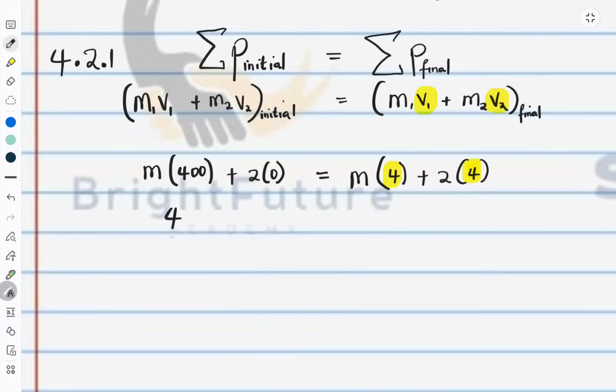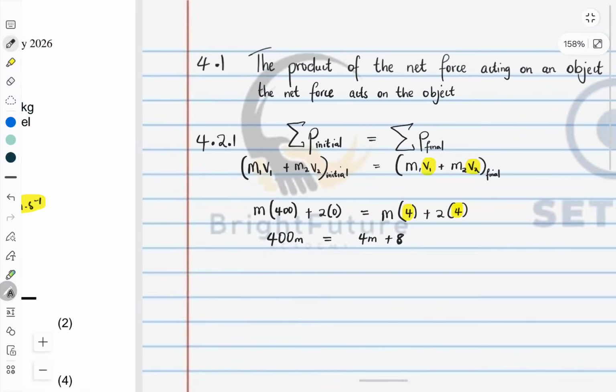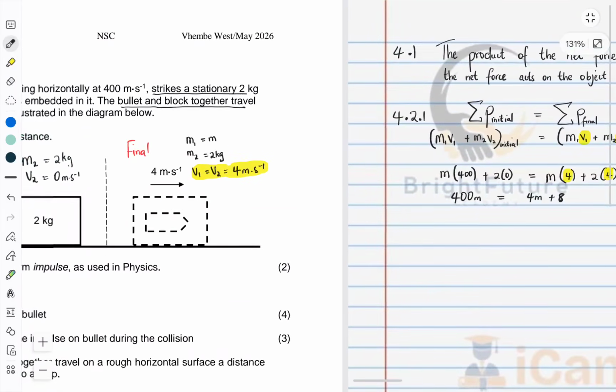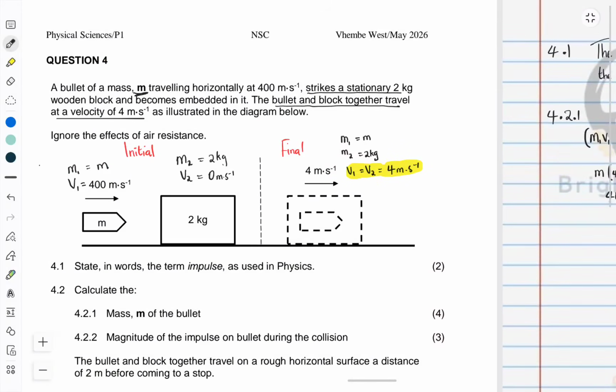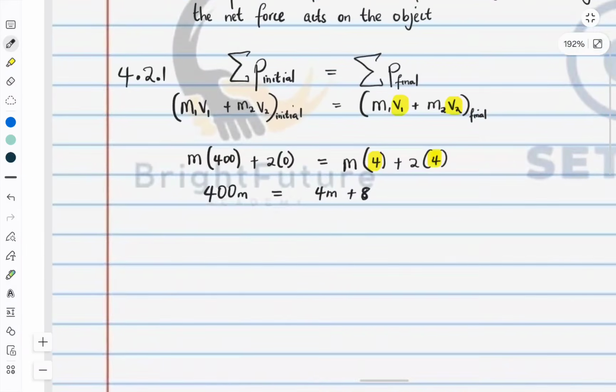So now this is 400m equals 4m plus 8. Direction is also important here. Since everything is moving in one direction, there's no need for me to use signs. But if on the final state the block started moving to the left, my velocity would have been negative, assuming I choose right as positive. It's always important, right? But since everything is moving in the same direction, I don't have to change any signs, okay?